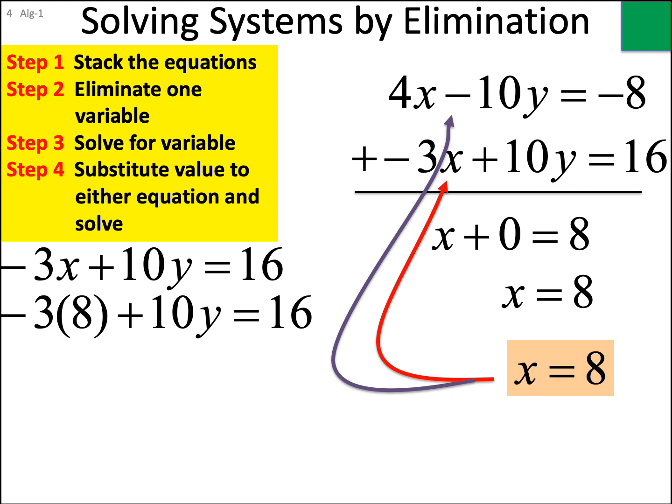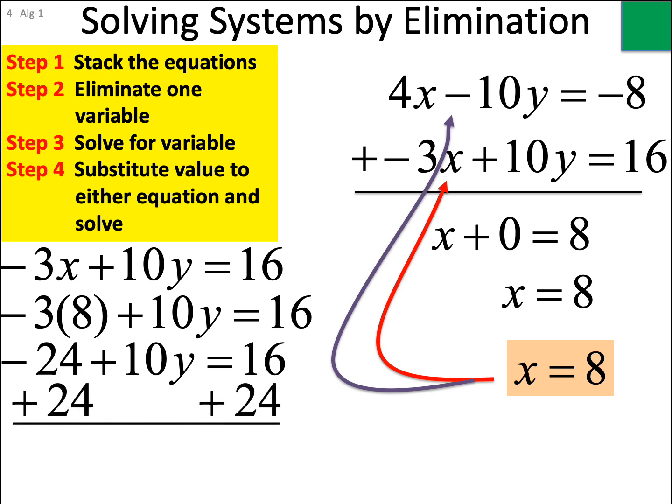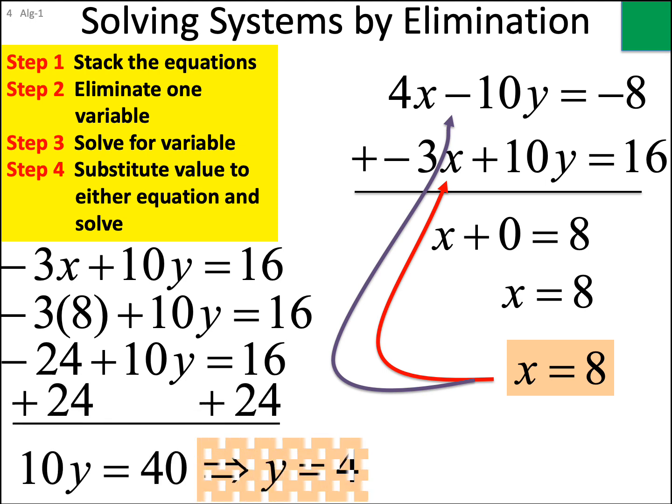Substitute 8 in for x. That's going to give me negative 24. Add 24 to both sides. 24 and 16 is 40. Therefore, y equals 4. So final answer, see if you got it right, 8, 4.